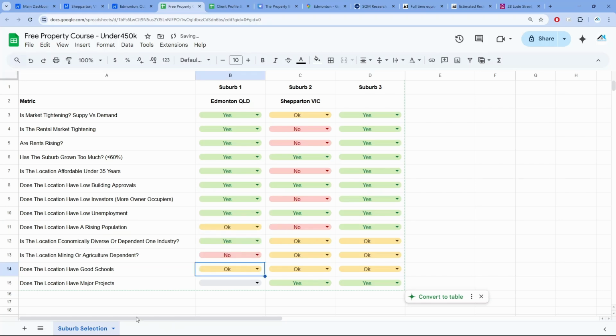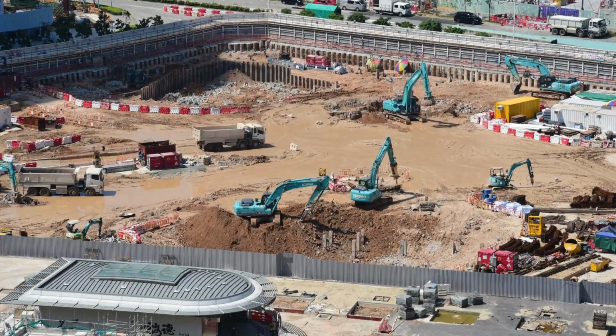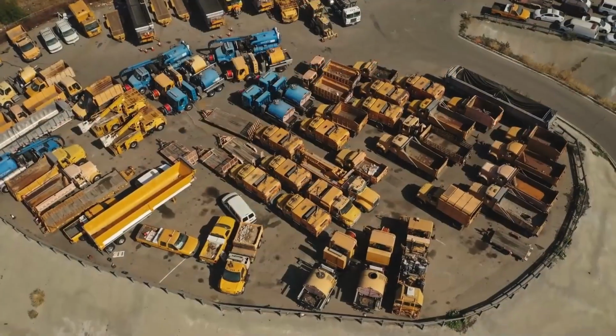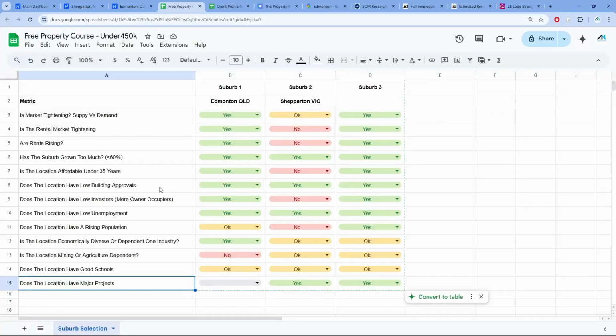So I'm just going to put that as okay. And does the location have major projects? Again, this is something you'll have to do manual research on about the locations and the infrastructure and major projects happening within the area. The reason we want that is because we want money to be pumped into the area, we want jobs to be created, and we want the location to be stimulated so there is more demand, people want to live there, people want to work there, and more. It will increase the supply and demand of the area. So I'm just going to put that okay for now.